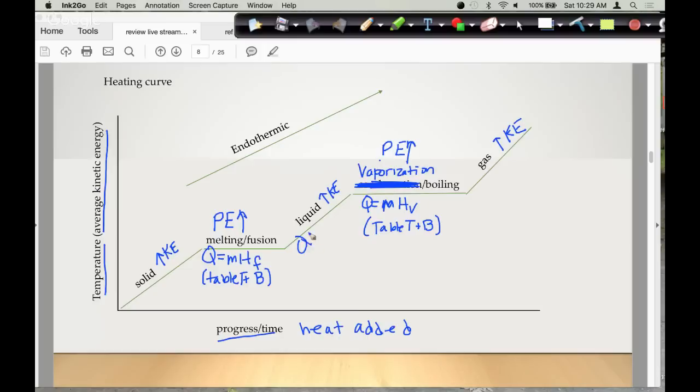Anytime there is a temperature change, we're going to use the formula Q equals mC delta T. And again, same tables: the formula is found on table T, and the constants are found on table B. Remember, delta T means temperature change. So if the temperature is changing, it's mC delta T. If phase changes, it's either Hf or Hv.